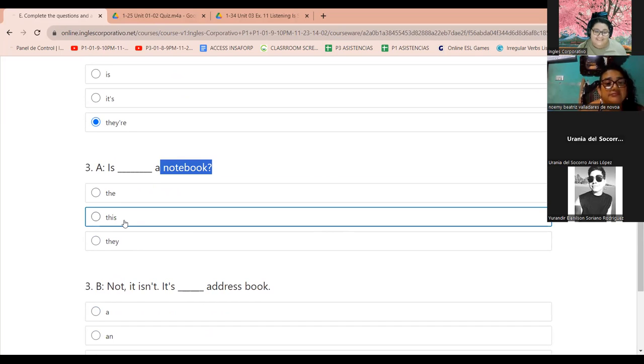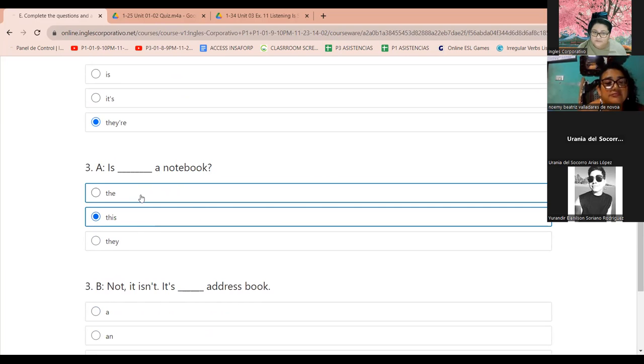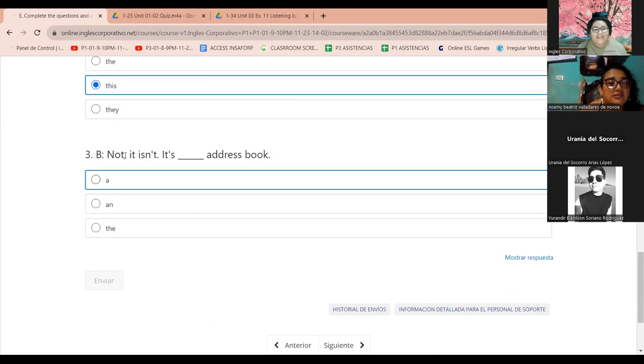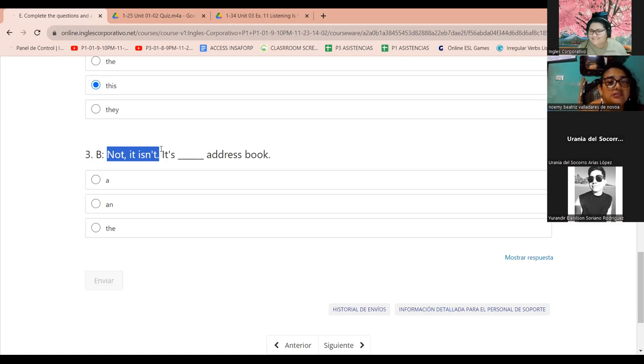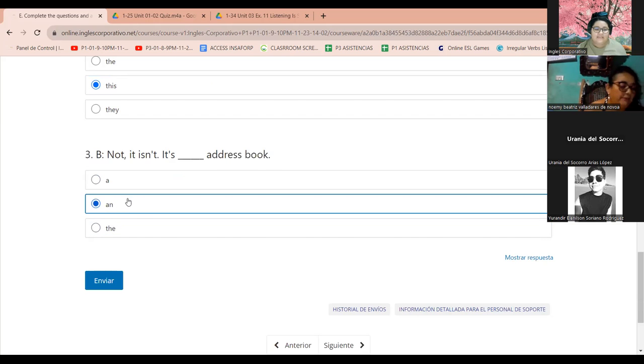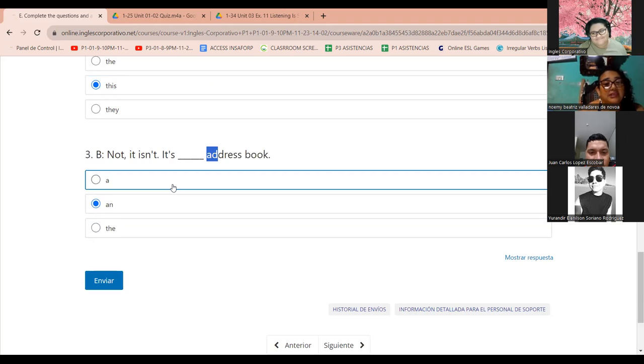This. Is this a notebook? All right. And then the last one. No, it isn't. It's an address book. ¿Por qué es an y por qué no es a? Porque inicia con vocal. All right, good.